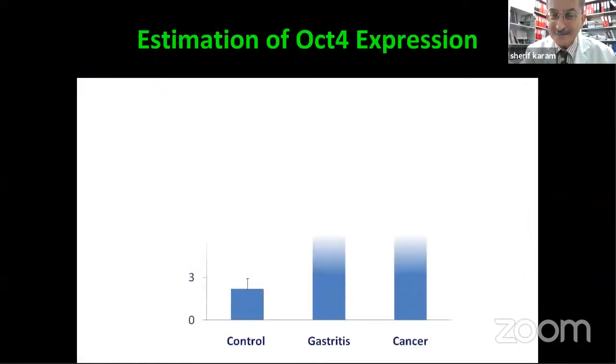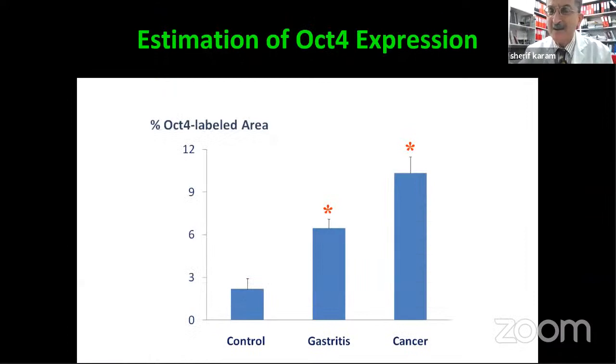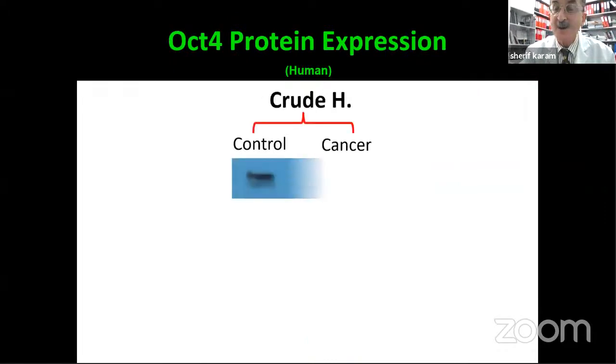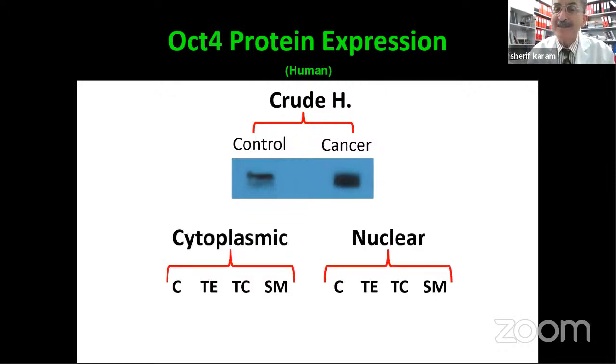So we quantified this labeling area using image analysis software, and we have shown that there is a gradual increase in the amount of OCT4 labeling in these tissues. So it seems that OCT4 plays a role in gastric carcinogenesis if it is increasing with the development of cancer. We also looked at the chemistry part or the protein part. So this is a protein collected from the mucosa of the normal stomach, and this is from one of the cancer tissues. And then we saw this to confirm the immunohistochemical analysis.